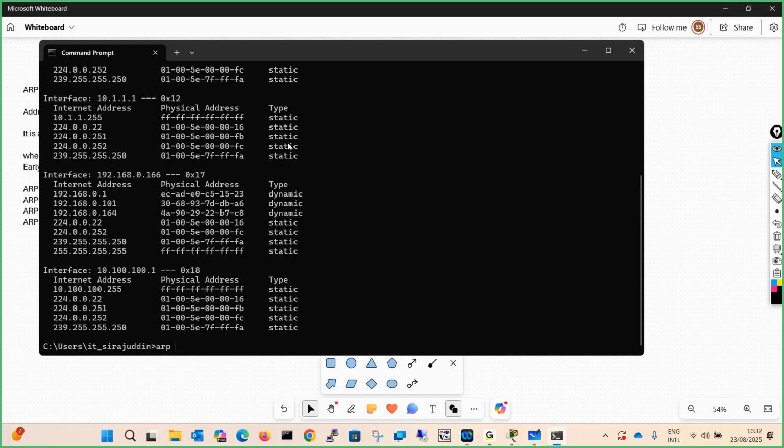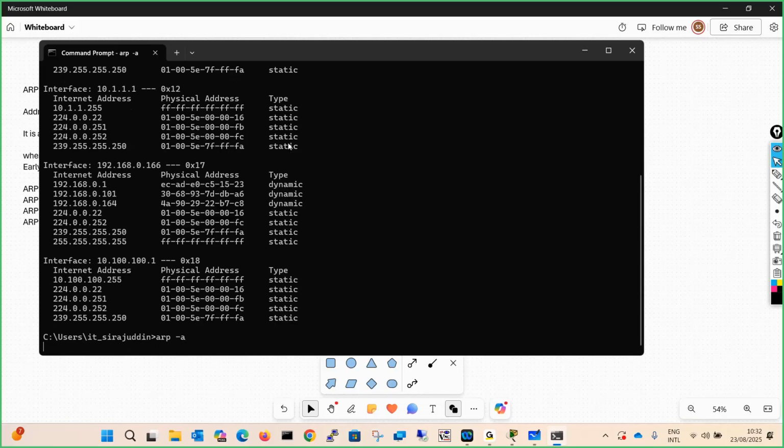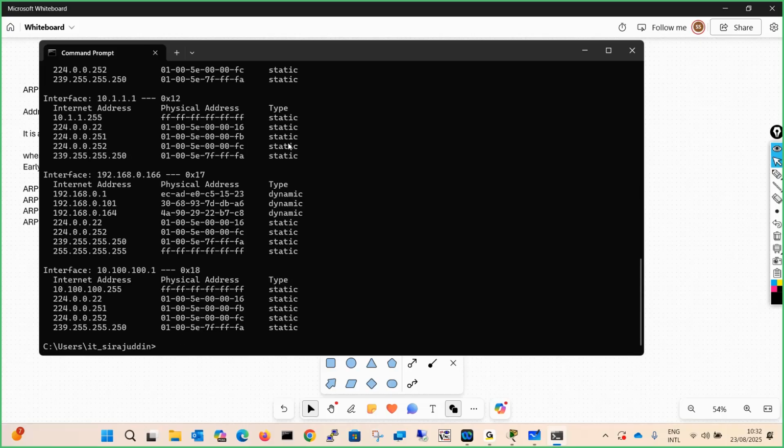So here it is arp -a. This is the command. This is nothing but the ARP cache of your PC.